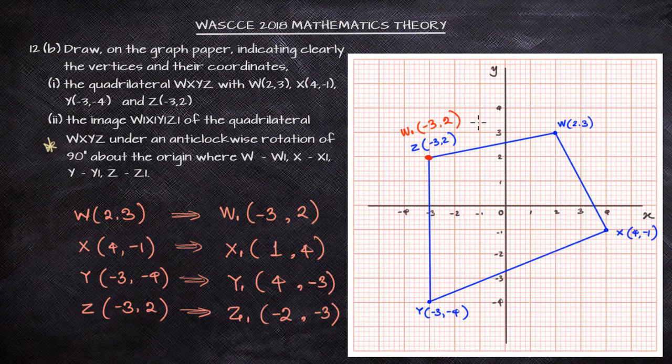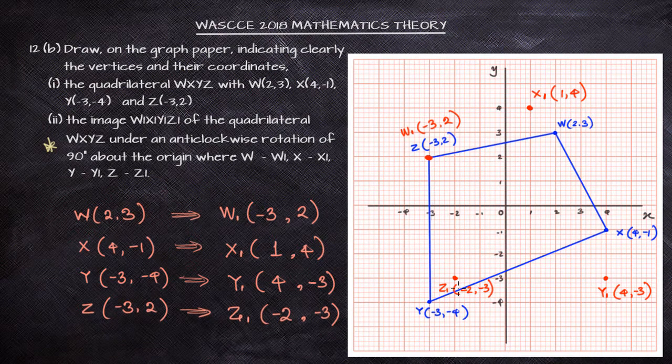Then X1 is 1, 4. X is 1, Y is 4. So this is X1, 1, 4. Then Y1 is 4, minus 3. X is 4, Y is minus 3. So this is Y1, 4, minus 3. And then Z1 is minus 2, minus 3. So X is minus 2, Y is minus 3. Z1 minus 2, minus 3.